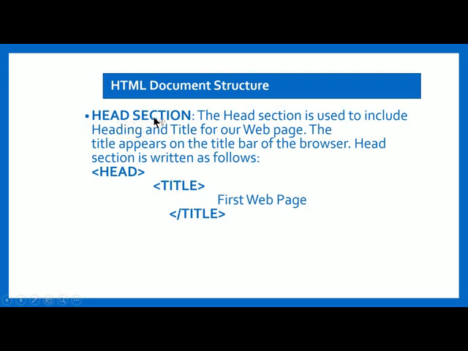Next we have the head section. This we have seen already in the previous slide. The head section is used to include the heading and title for the web page. The heading will be displayed on the web page, whereas the title will be displayed only on the title bar of the browser. Down we can see how this can be written.